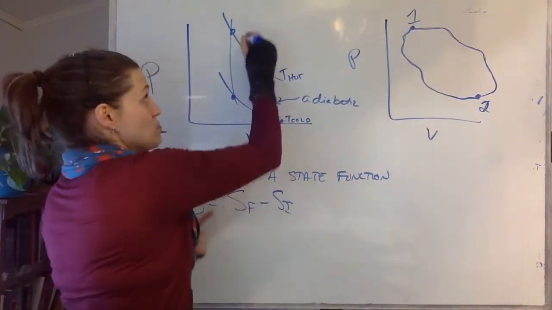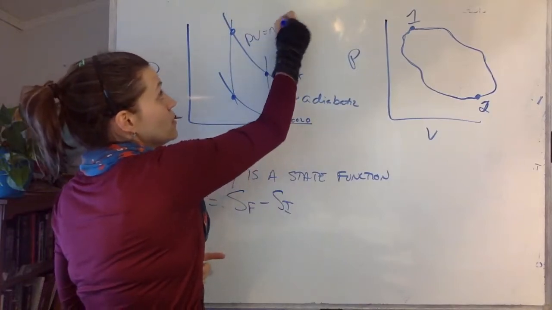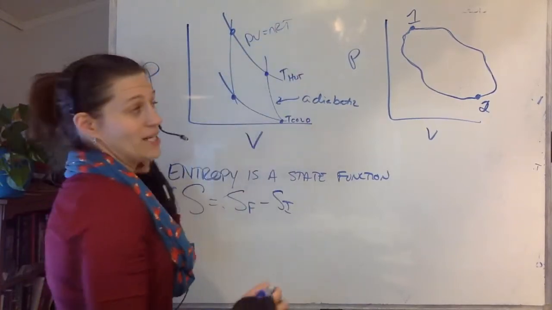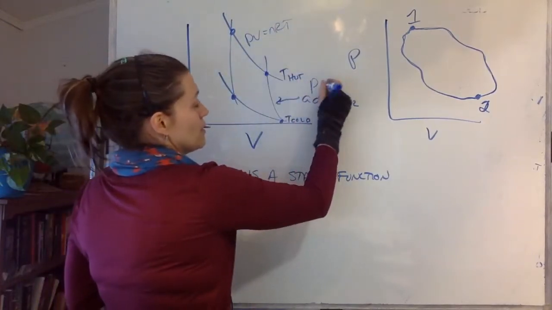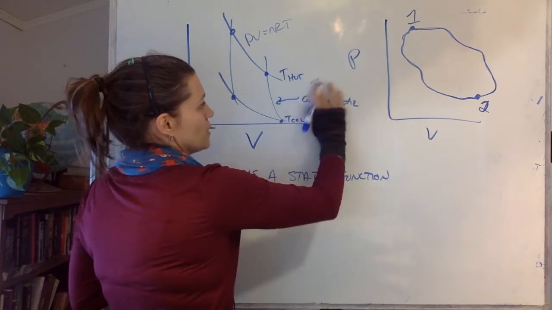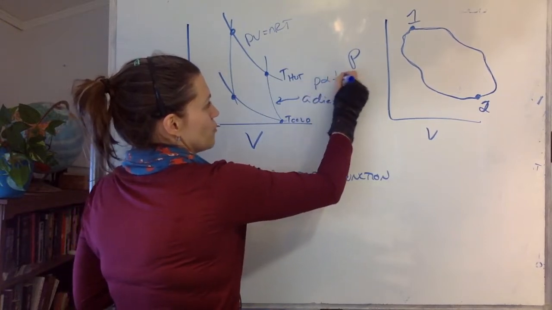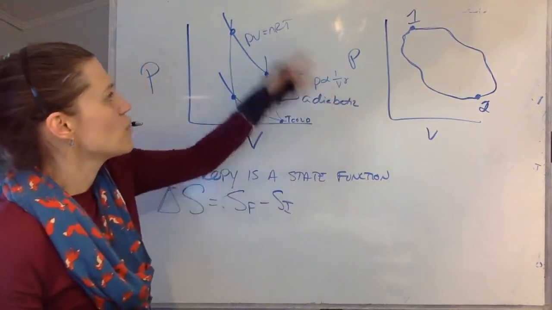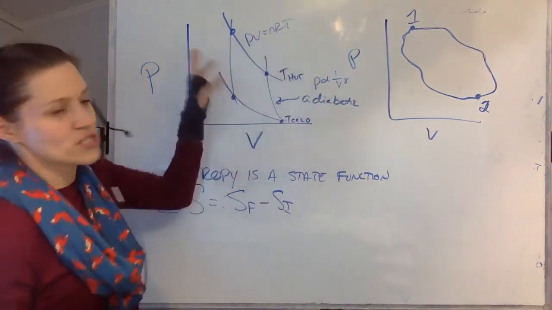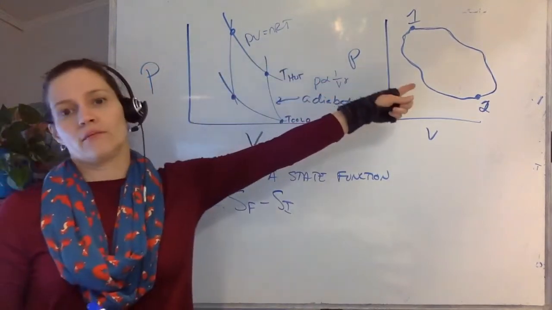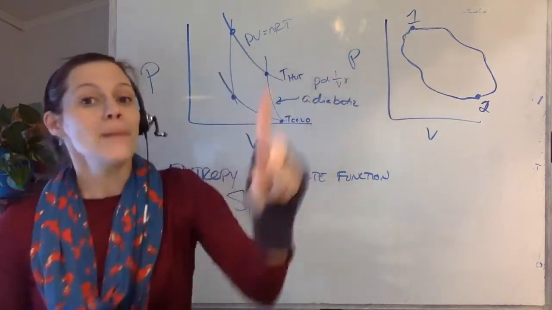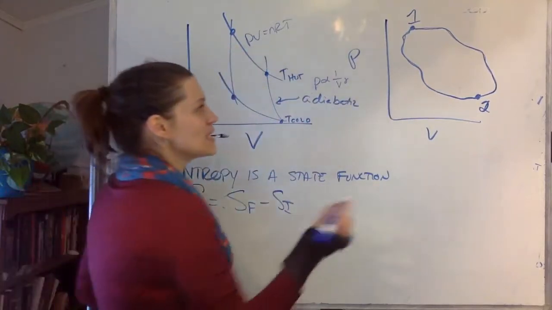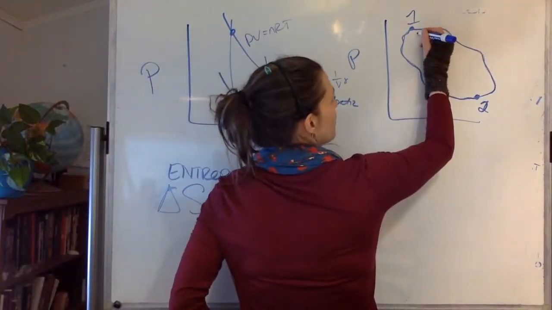That function is PV equals nRT because it's reversible, which is great. This one is P proportional to 1 over V to the gamma. I can't remember the direct proportionality, but we know what these functions are, which is great. For the arbitrary path, well, I have no idea. And that's the problem.